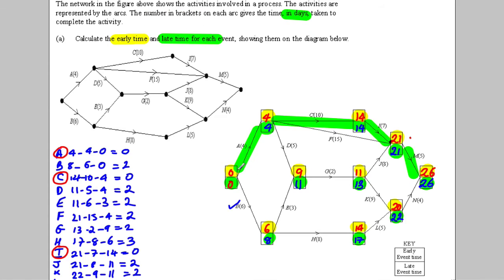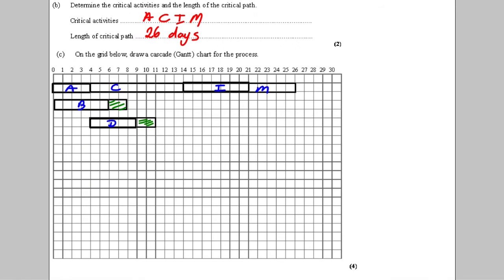Now I'm going to go for E. E starts at 6, ends at 11, is 3 long. So starts at 6, ends at 11, is only 3 long. So I've got a float there. And that's going to be E. So I've done A, B, C, D, E.